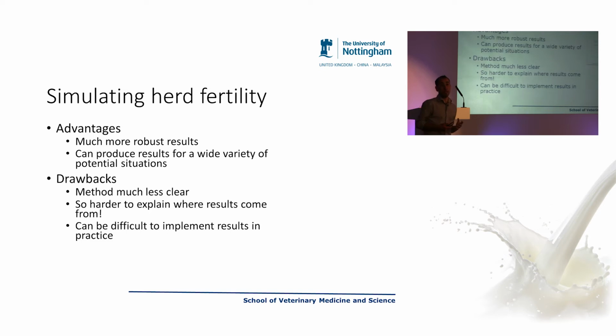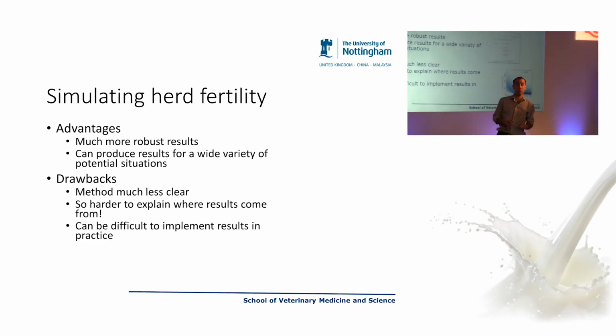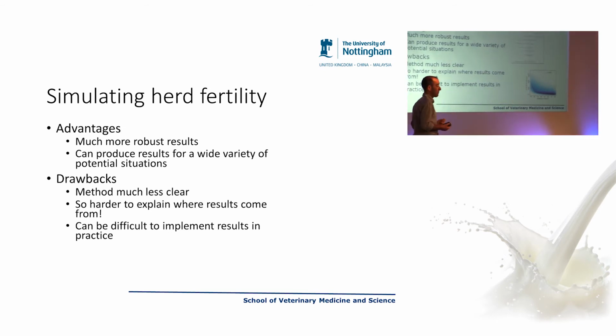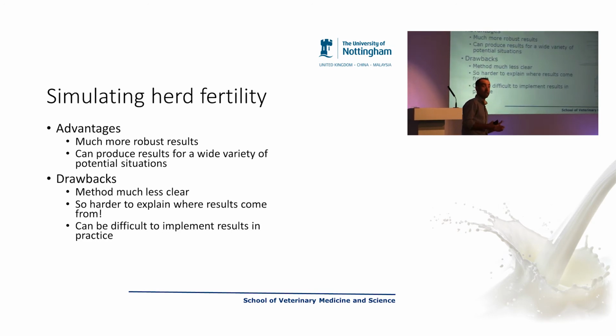The advantages of doing it this way are it's likely to give you much, much more robust results. So the results of these analyses are probably likely to be more accurate and better to rely on. They're more likely to reflect what happens in the real world. And you can use these to produce results that cover a really wide variety of situations. So you can set these up in quite a flexible way so that you can represent a lot of different potential things that might happen.